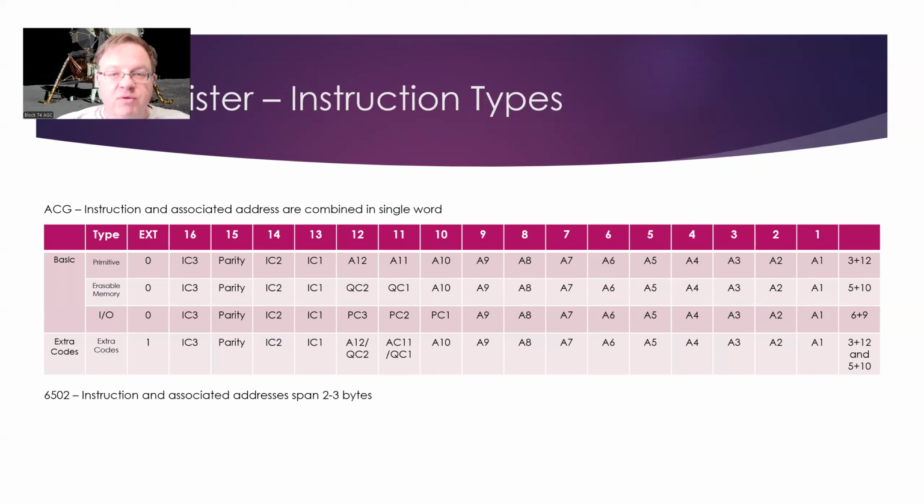Now, of course, as the designers moved from the Block 1 to the Block 2, they realized that they wanted to add some additional instructions above and beyond what was originally designed into the first version of the Guidance Computer. And that's where they created the extend bit and the concept of extra codes. So this is where we now actually have 2 instructions to encode an actual extra code instruction.